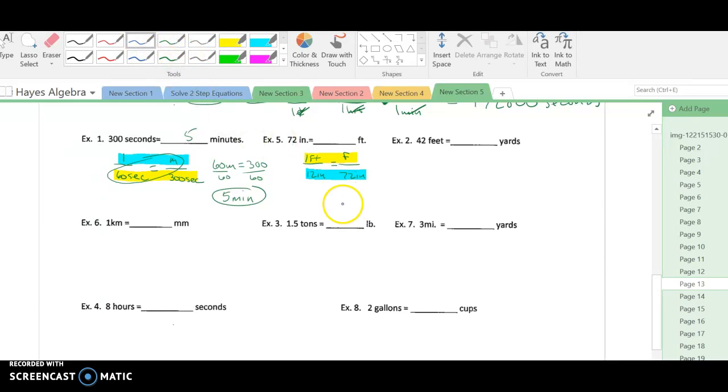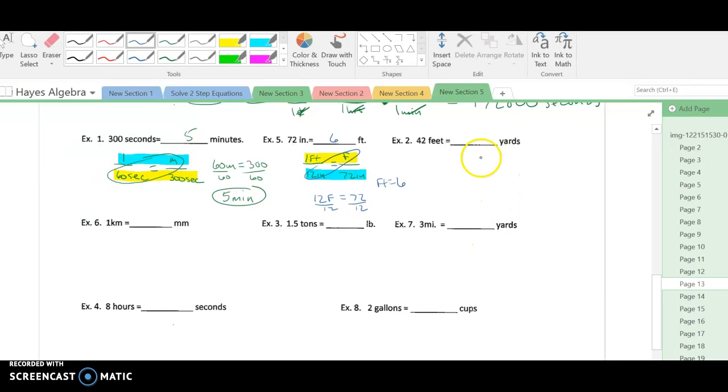Now I can solve this proportion. So cross multiply, 12F equals 1 times 72 is 72. Divide by 12, and the number of feet is equal to 72 divided by 12, which is 6. There are 6 feet in 72 inches.